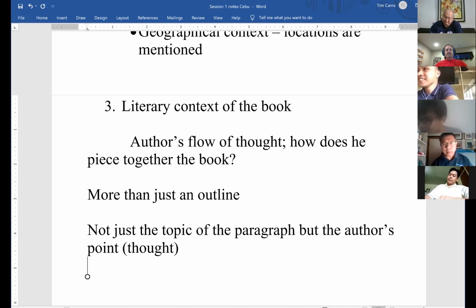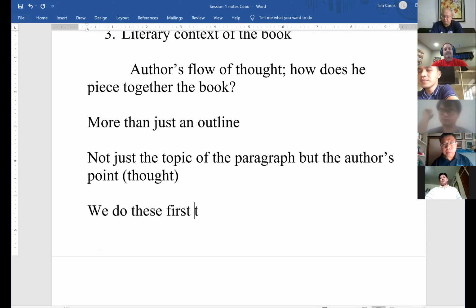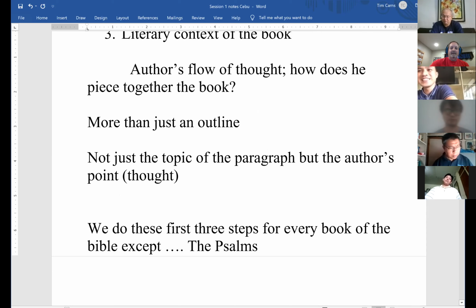These are the first three steps that we do for every book in the Bible except one. Which book would we not do these first three steps? Any ideas? The Psalms. Except the Psalms.